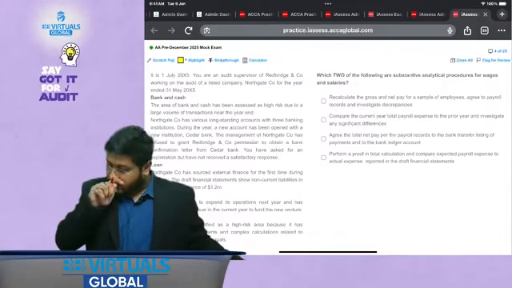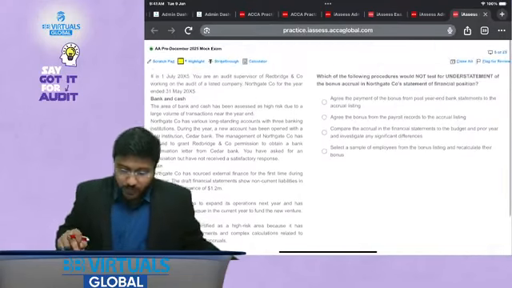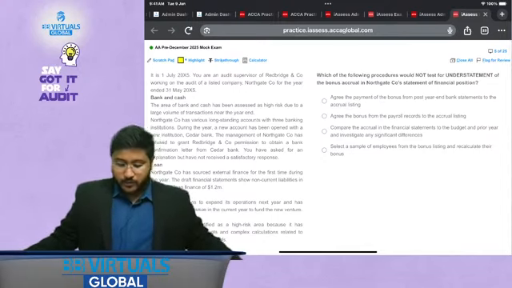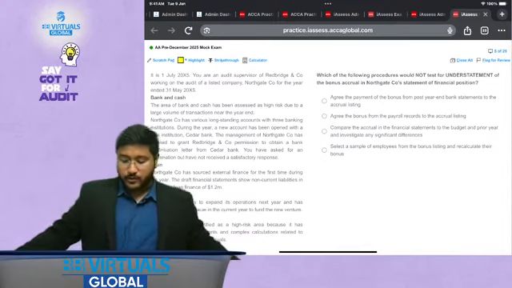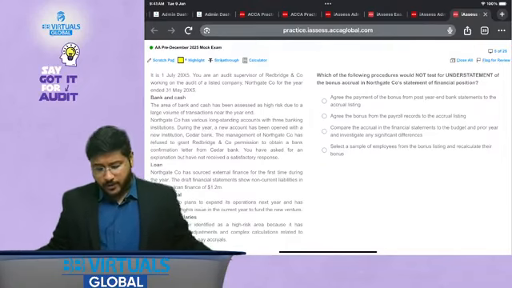Okay. Now fifth question, which of the following procedures would not test for understatement of the bonus accrual in Northgate's company's statement of financial position? Now this is something which is very, very important.